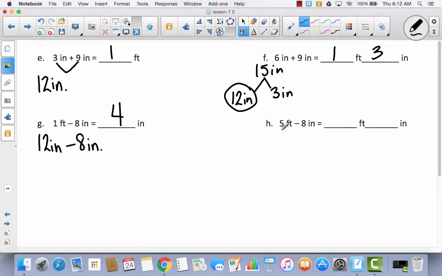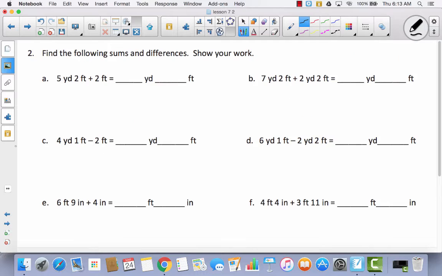Okay, so hopefully you paused the video and you thought to yourself, well, I'm going to decompose these 5 feet. I'm going to keep 4 feet the same. I'm not going to do anything to those. But I'm going to take 1 foot and change it into 12 inches. And now I can subtract 8 inches from those 12 inches. My 4 feet are not going to change. And then 12 inches minus 8 inches would be 4 inches. All right, let's try problem number 2. Find the following sums and differences.